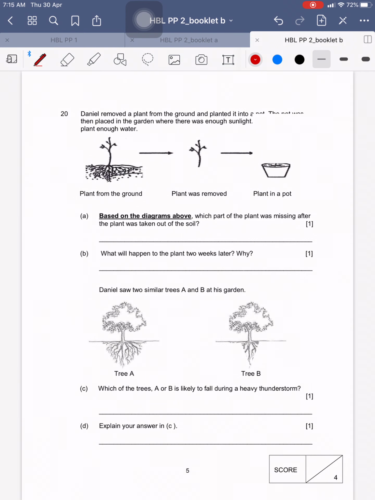Next, question 20. Now Daniel removed a plant from the ground and planted it in a pot. Now I apologize for the missing words here. Okay, but I think you should say that this is a pot, and the pot was then placed in a garden where there was enough sunlight. All right, and also he gave the plant enough water. So we see that the plant from the ground, and later the plant was removed. Now notice over here, these are the roots.